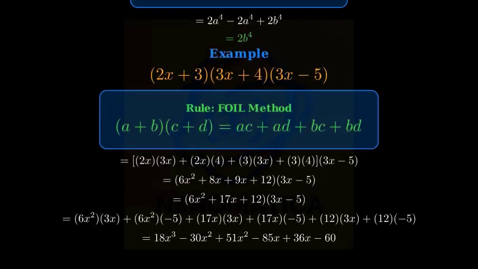We distribute each term in the first expression to each term in the second expression. 6x squared times 3x gives us 18x cubed. 6x squared times negative 5 gives us negative 30x squared. 17x times 3x gives us 51x squared. 17x times negative 5 gives us negative 85x. 12 times 3x gives us 36x. And 12 times negative 5 gives us negative 60.